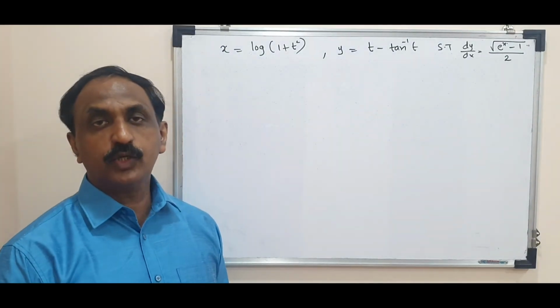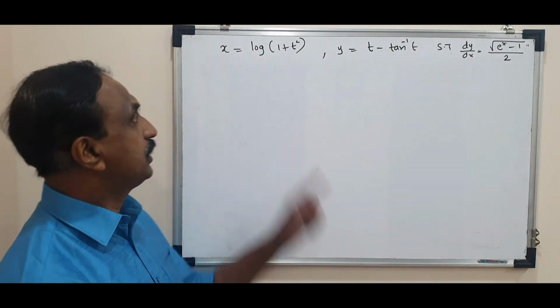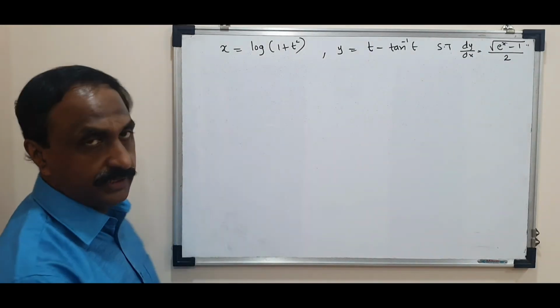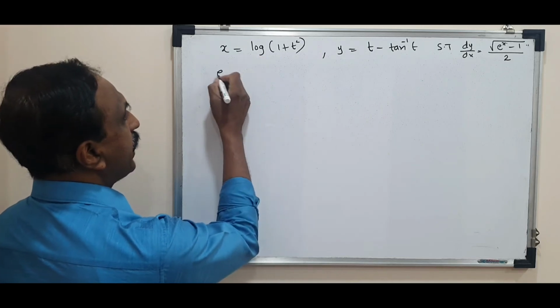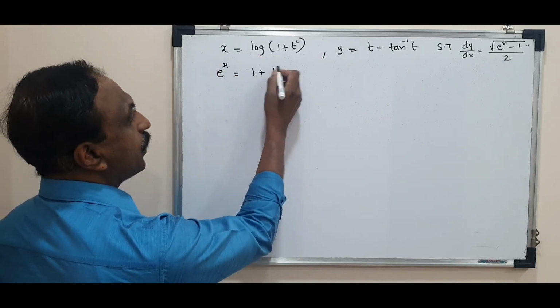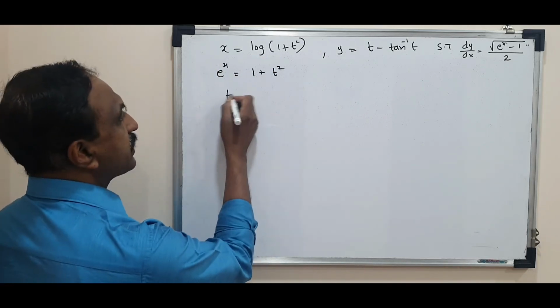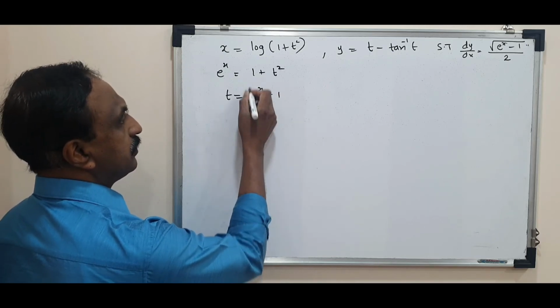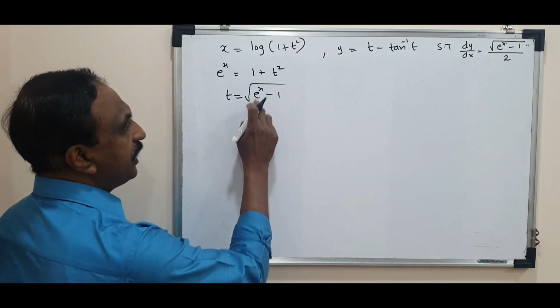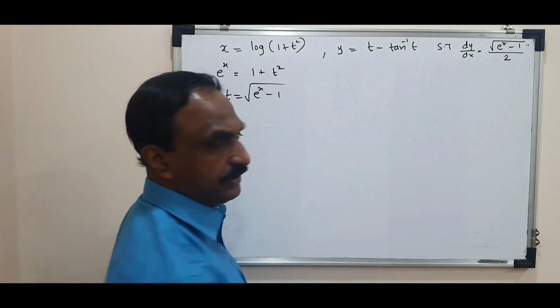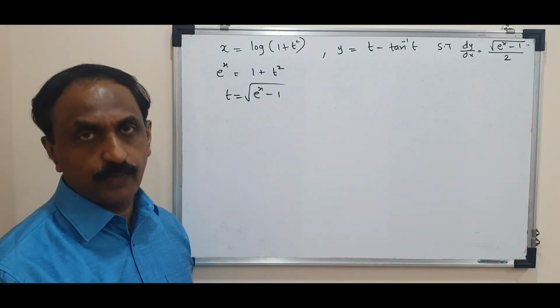This problem works more on observation, because one method I can think of in my mind is to eliminate t. I can write e raised to x equal to 1 plus t square. Then I can make t the subject. Then wherever t is there, replace it, then differentiate. You can eliminate t this way.